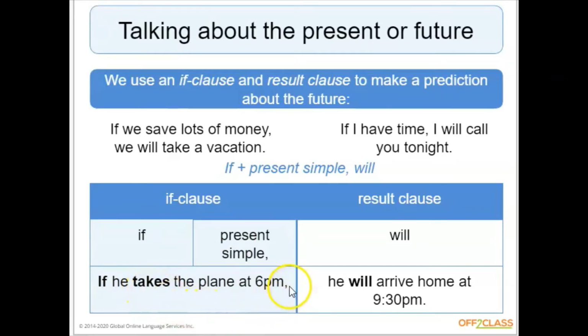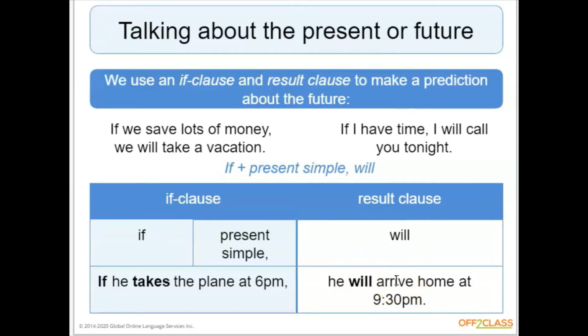Then we have a comma, and then he will arrive home at 9 p.m. Okay, so that's a prediction about the future, and in the result clause we have will, and then the verb arrive in the base form.